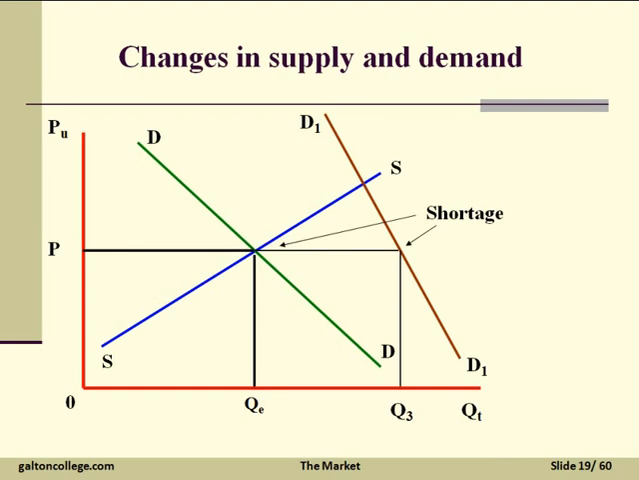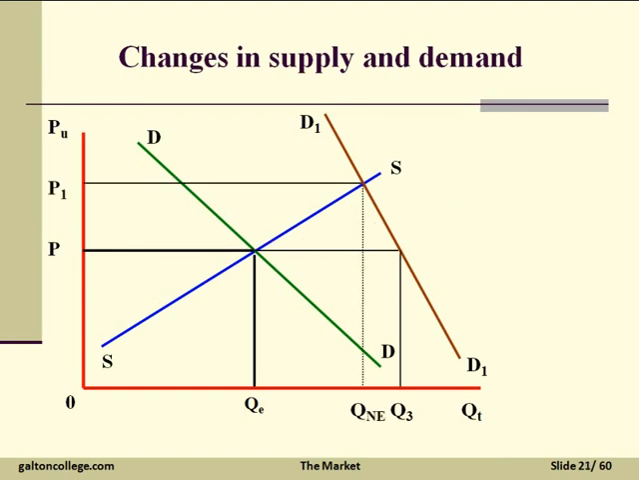If there's a shortage, the price will be bid upwards. And as the price is bid upwards, the demand will be cut back and the supply will increase, so that the new equilibrium will be at P1, QNE, the new equilibrium. So there will be a new equilibrium price and quantity, P1 and QNE. So that is the new equilibrium.